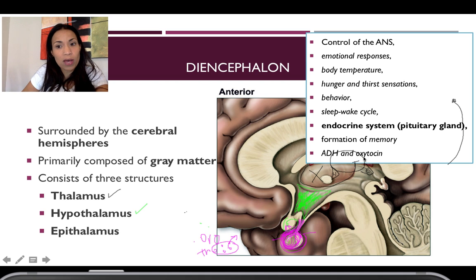Men, you also have oxytocin. The function is not so clear, but it has something to do with the movement of sperm in the vas deferens, in one part of your genital tract.